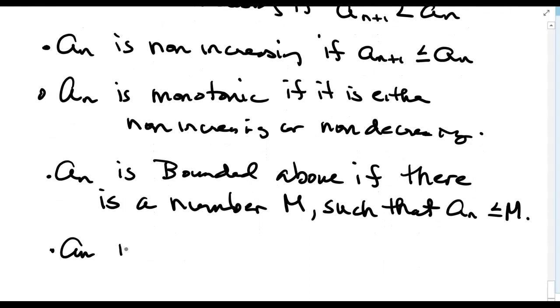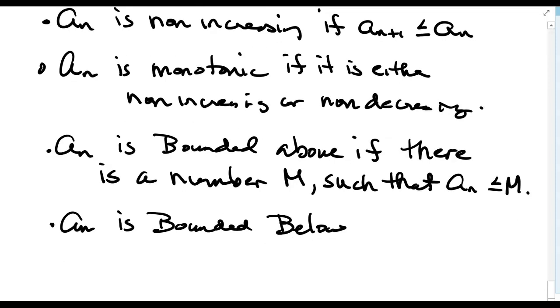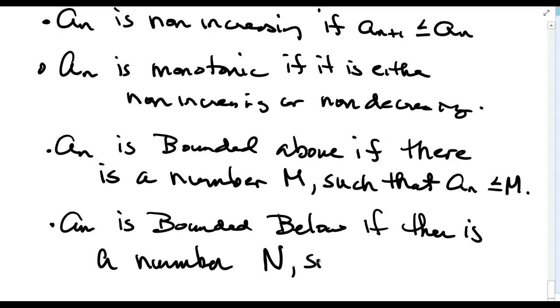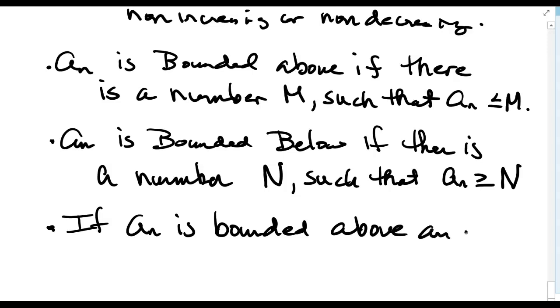It is bounded below. And all of these, I believe, are written out in the PowerPoint notes. If you don't like my writing, you can grab them from there, they're summarized in there. If there's a number, we'll call this one N, such that a_n is always bigger than N. Now, I know you're asking, what if it's bounded above and below? Then it's just called a bounded sequence.